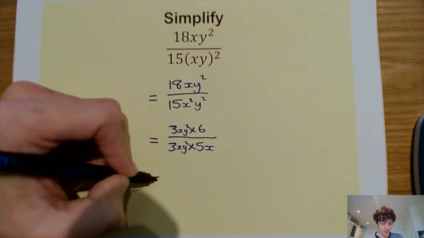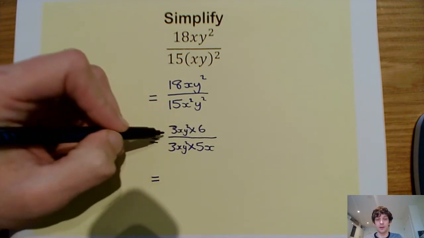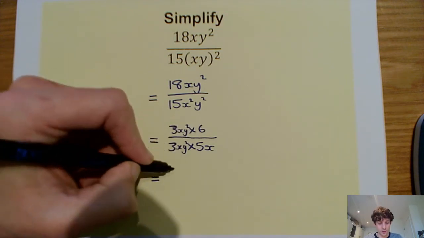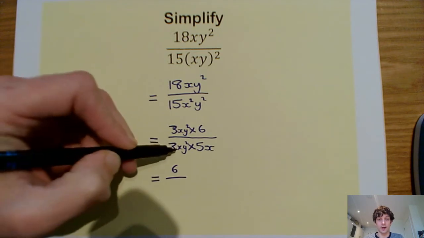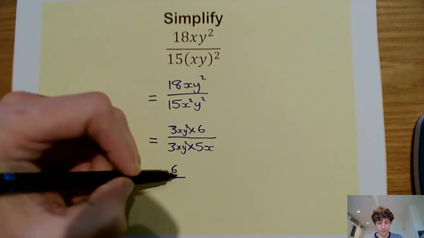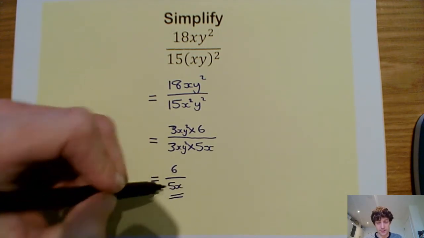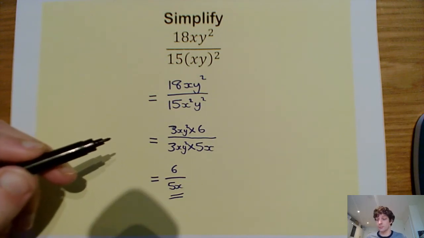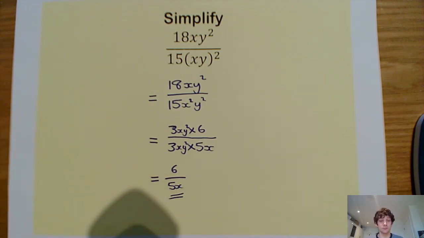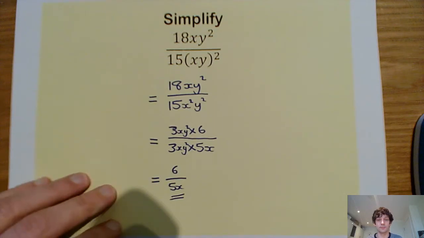It's a common factor. So now I can divide my numerator by 3xy squared and just have 6, and divide my denominator by 3xy squared and just have 5x, and I've got my simplified expression. Okay, it doesn't even have any y's in it, just 6 over 5x.